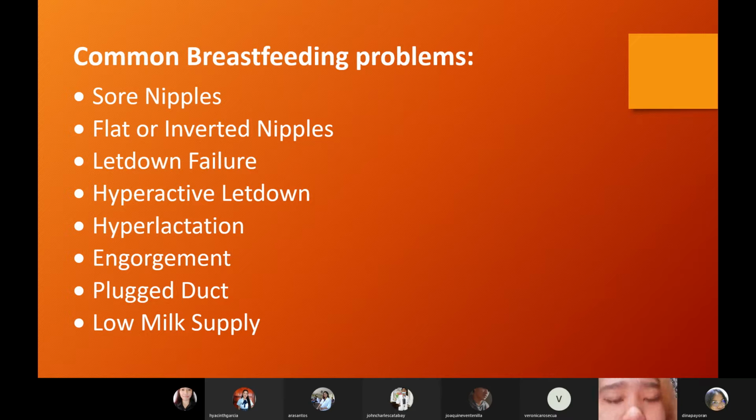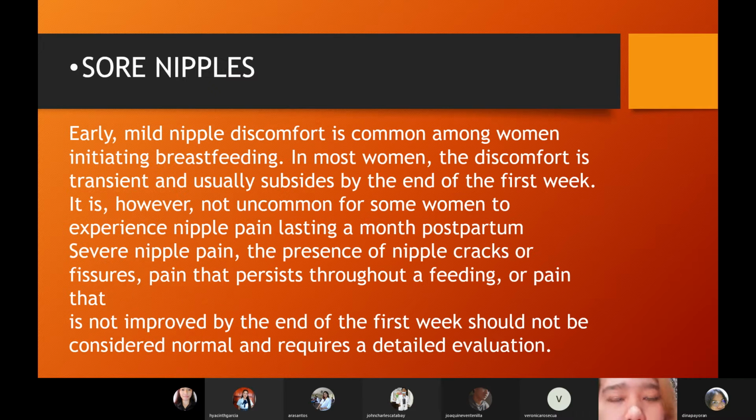So, who can read the first sentence? First problem of the breastfeeding problems. Can you read it for me, Miss Ara Santos? Can you please read it for me? Yes, ma'am. Sore nipples. Okay, that's right. Thank you, Miss Ara Santos.